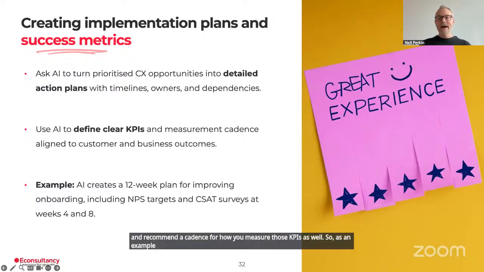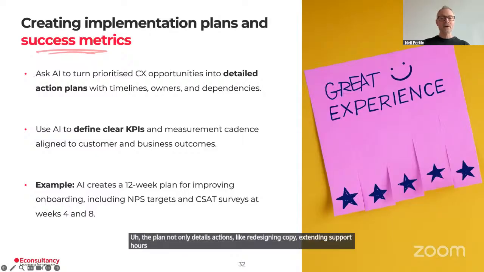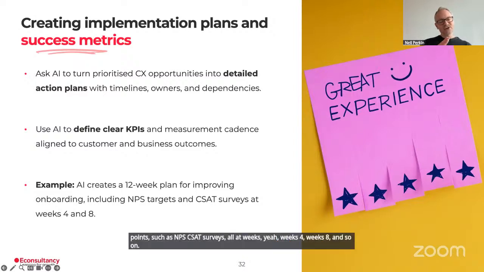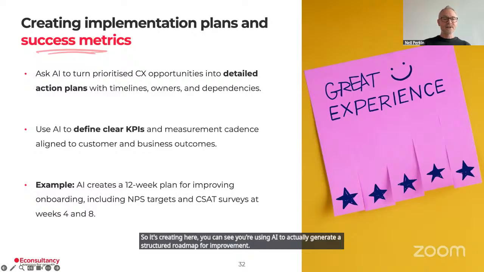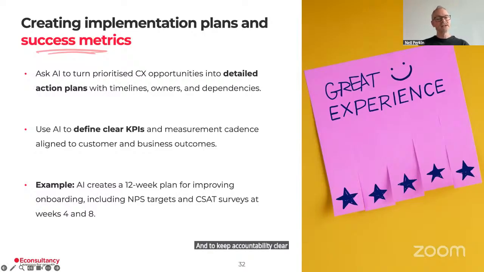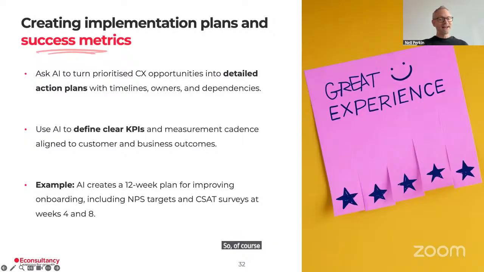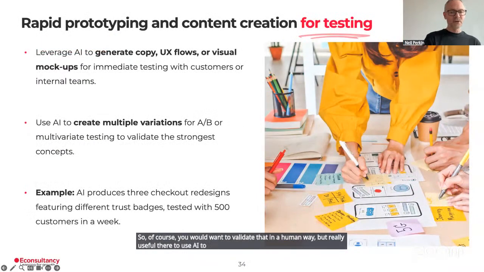So, as an example, one team could use AI to generate a 12-week onboarding improvement plan. The plan not only details actions like redesigning copy, extending support hours, but also built-in measurement points such as NPS and CSAT surveys, all at weeks 4, weeks 8, and so on. So you can see you're using AI to actually generate a structured roadmap for improvement and to keep accountability clear whilst also saving the team hours of potential manual planning time. Of course, you would want to validate that in a human way, but really useful there to use AI to draft a potential plan for you.